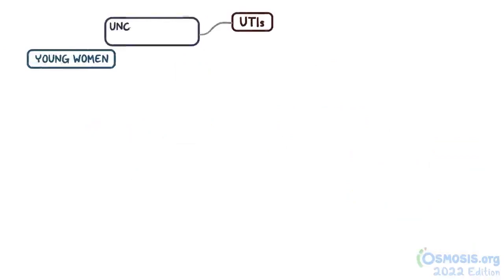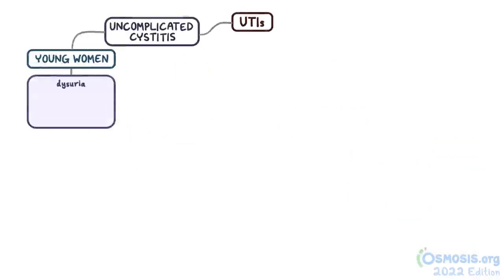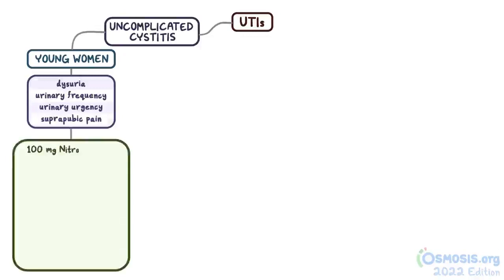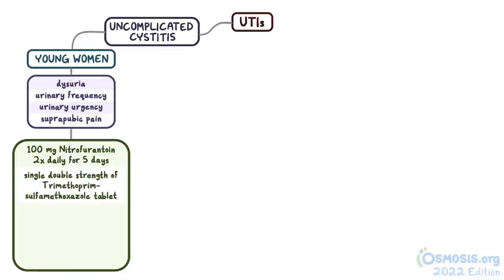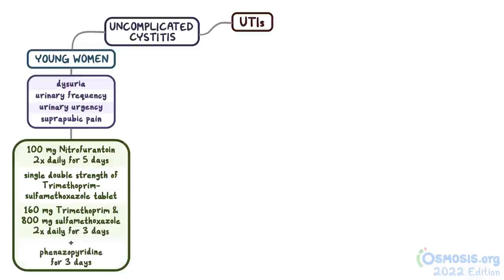Alright, as a quick recap. In a young woman with typical symptoms of uncomplicated cystitis like dysuria, urinary frequency, urinary urgency, and suprapubic pain, no further workup is needed. Empiric antibiotic treatment includes 100 milligrams of nitrofurantoin twice daily for 5 days, or a single double strength trimethoprim sulfamethoxazole tablet, or 160 milligrams of trimethoprim and 800 milligrams of sulfamethoxazole twice daily for 3 days, both given orally, along with phenazopyridine for 3 days to relieve dysuria.